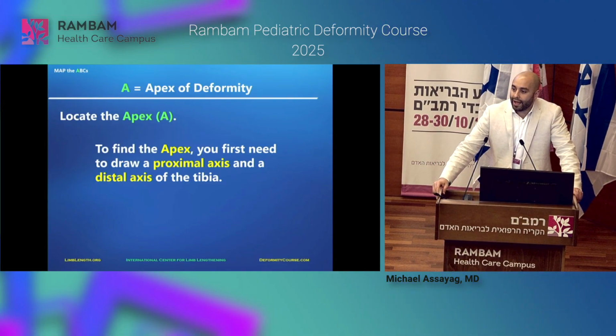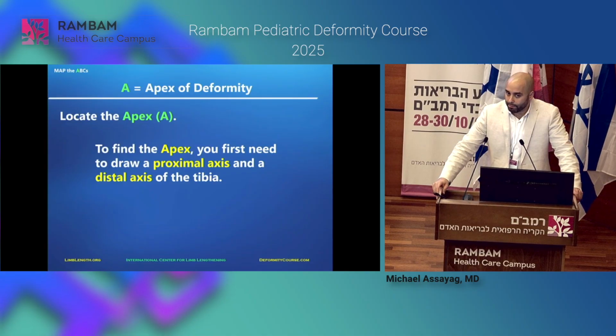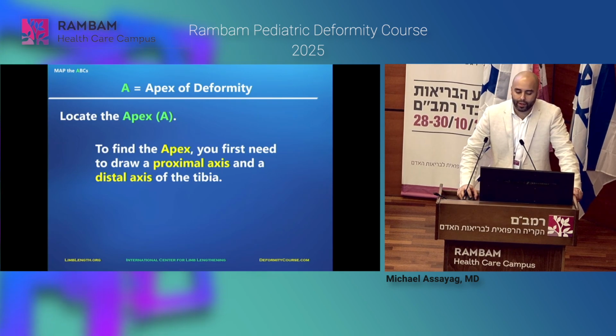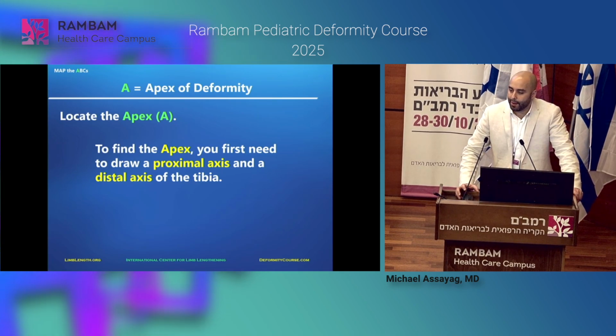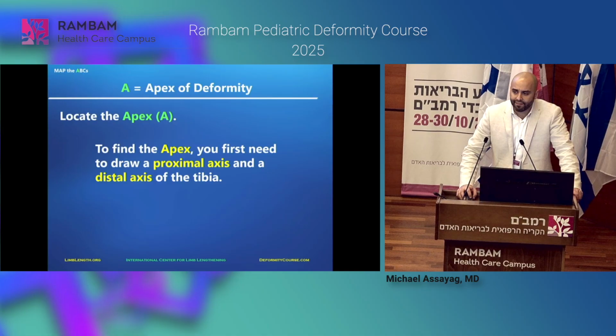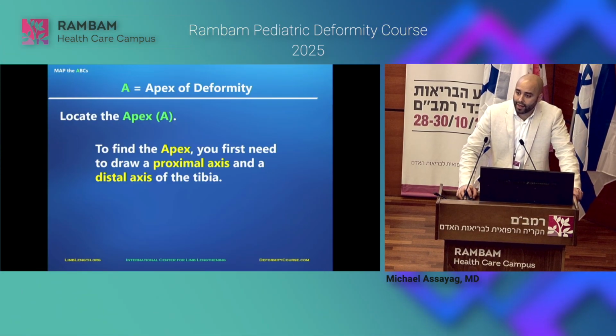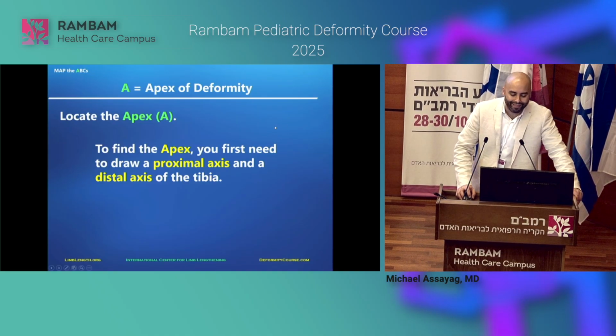So we've learned how to identify that there is a problem. And the ABC teaches us how to identify where the problem is located. And we call that problem the apex of deformity. And to find that apex, we have to realign a desired proximal mechanical axis, or anatomic, to a distal axis. And here we're going to focus on the tibia for about 10 minutes.